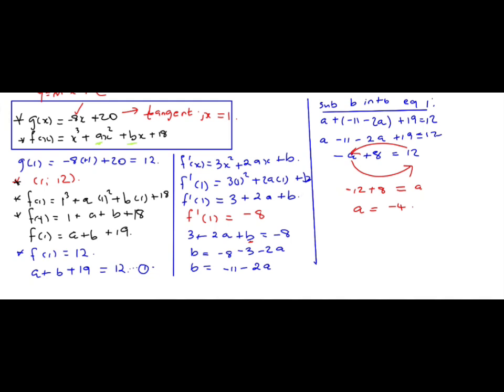And of course from this, I can just substitute a into b, which is this one right here. So b becomes minus 11 minus 2, and a is just negative 4. And this can be simplified to minus 11 plus 8, which is simply minus 3.